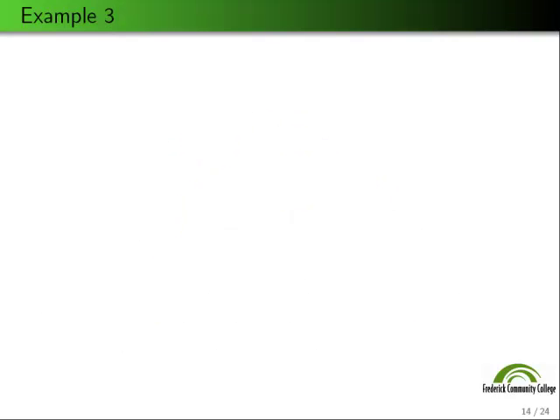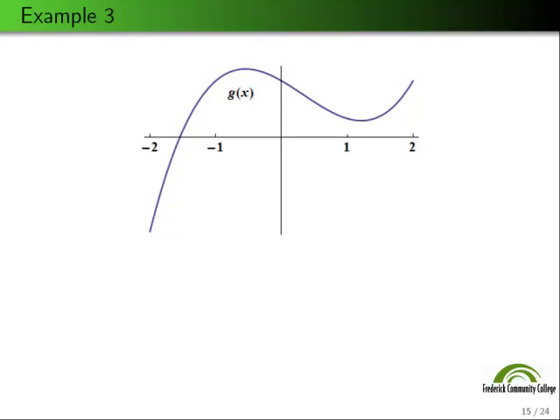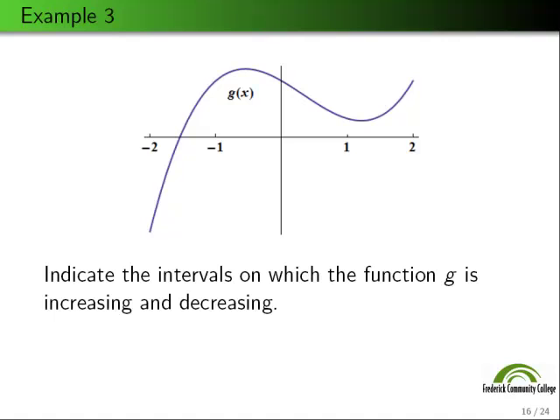One last example here. Indicate the intervals on which the function g is increasing and decreasing. We examine this function and see that we're increasing. Here we're climbing, climbing. Then we hit this little peak here, and we just guesstimate where that is. I want to say -1.6. It's a little bigger than -1.5, so I'm going to say that's -1.6.